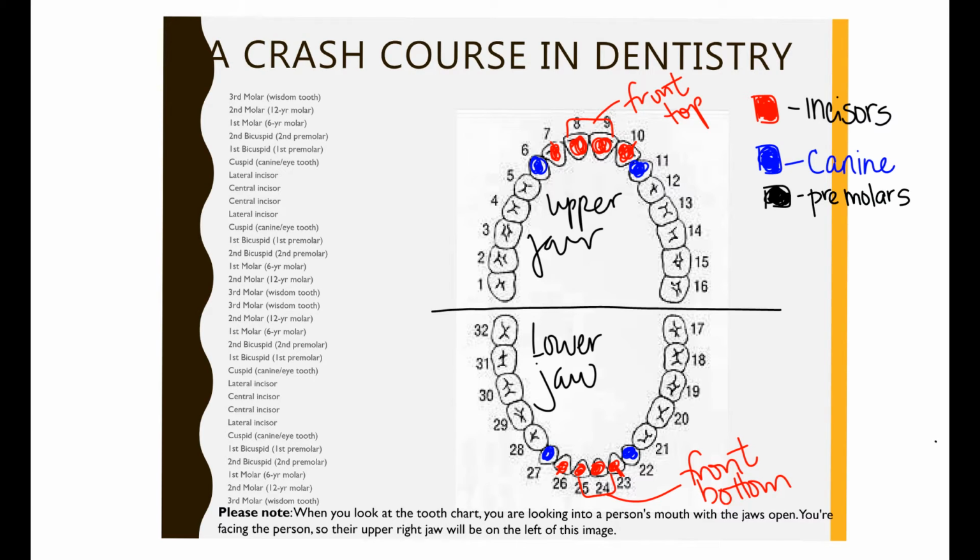So that would be 1, 2, because you have 2 sets. So we have like first premolar and second premolar. Okay.